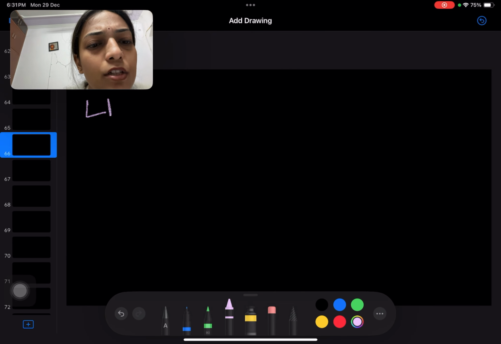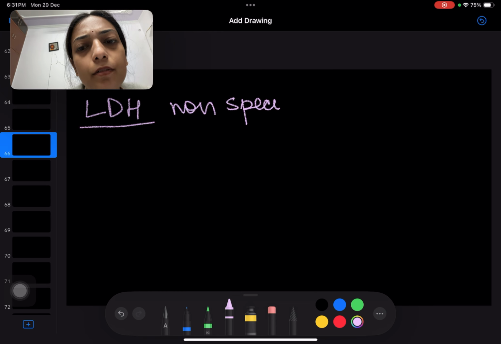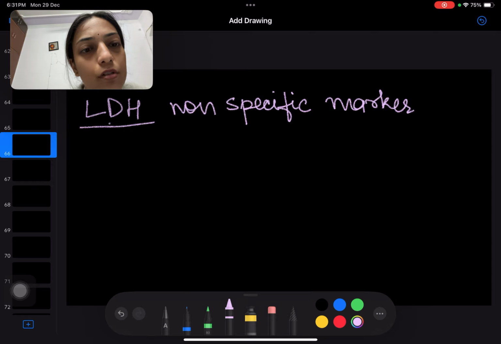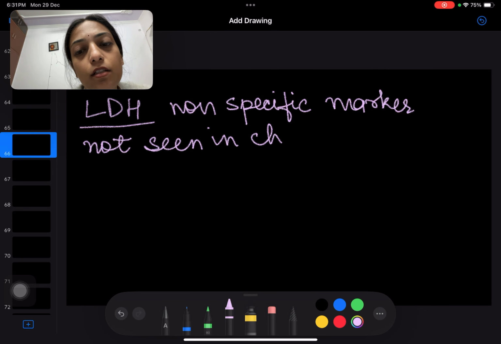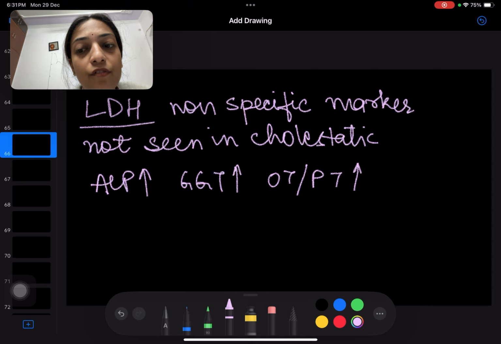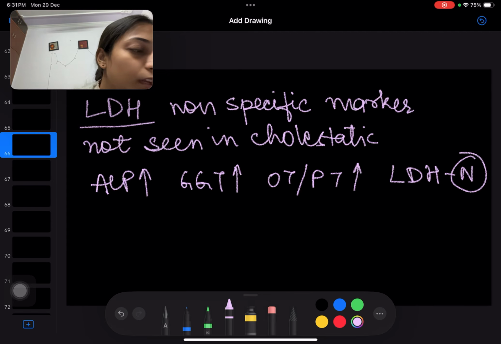Then let's talk about LDH, lactate dehydrogenase. Very non-specific once again. It is a non-specific marker. It is seen in all hepatocellular disorders, but it is not seen in obstructive jaundice, not seen in cholestasis. So if it is obstructive jaundice, ALP will be high, GGT will be high, SGPT may be increased, but LDH levels are going to be normal, right?